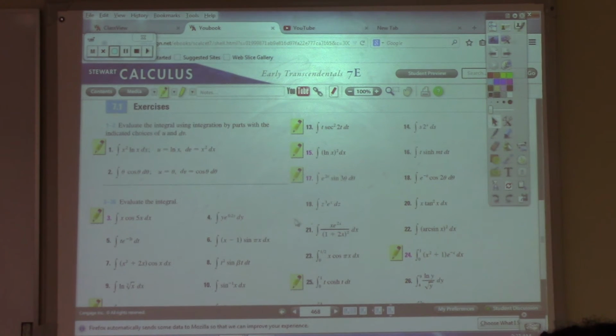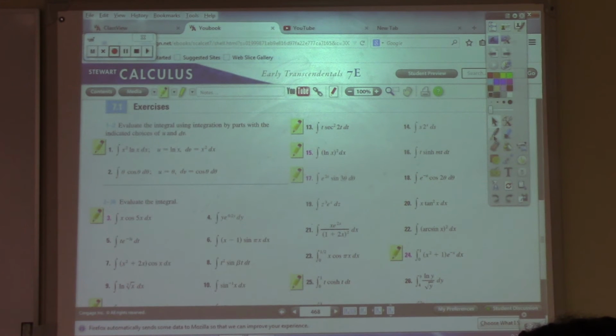Let's go with, I'm not going to do 17 to you. I mean, you can if you want, well, let's do 17. E to the 2 theta, sine of 3 theta. I should make these where I can copy them so I won't have to copy them over.